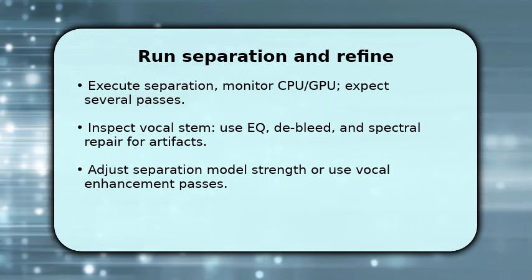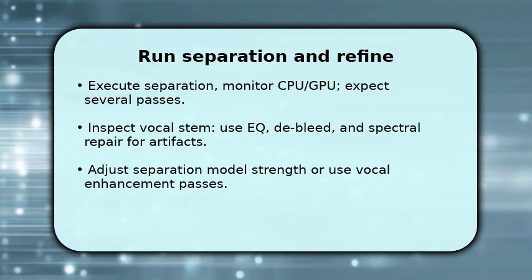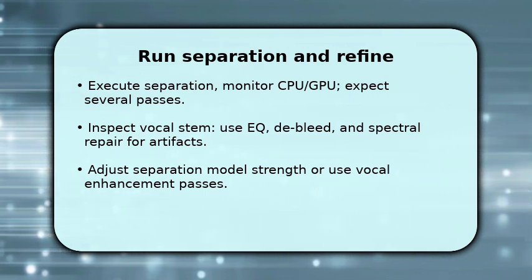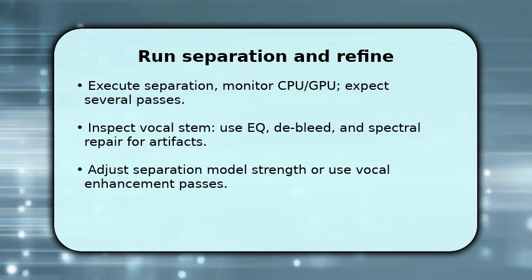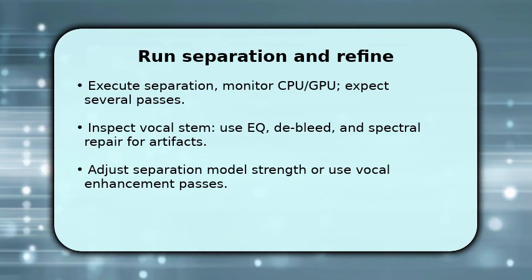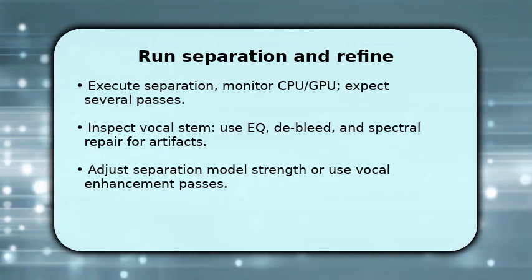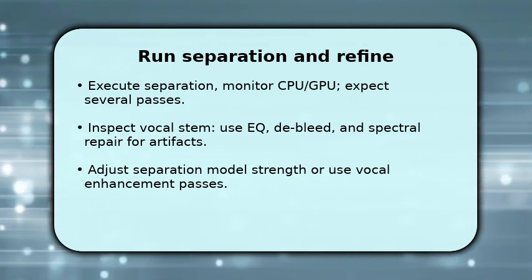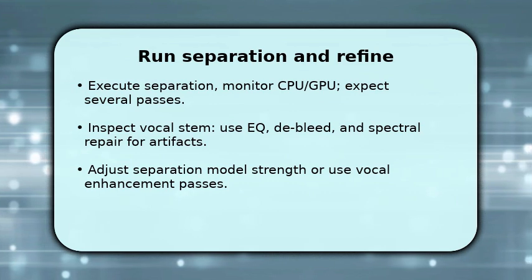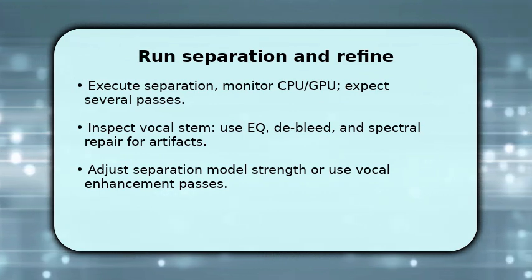Use a gentle high pass around 80-120 Hz to remove low rumble and a parametric notch if tonal bleed persists. If you still hear music, rerun with a stronger separation preset or cascade a second pass focused on the vocal stem. Then use spectral repair or adaptive gating to attenuate residual instruments. These refinements remove most remaining music while preserving natural voice.